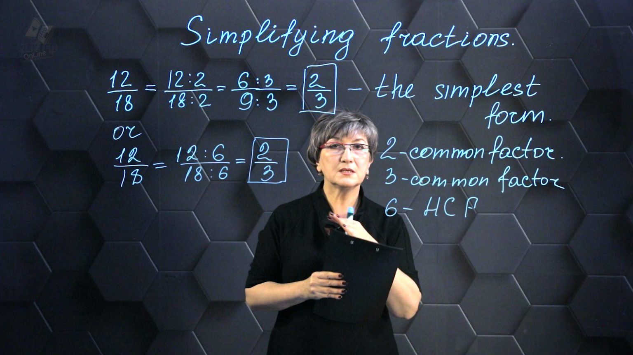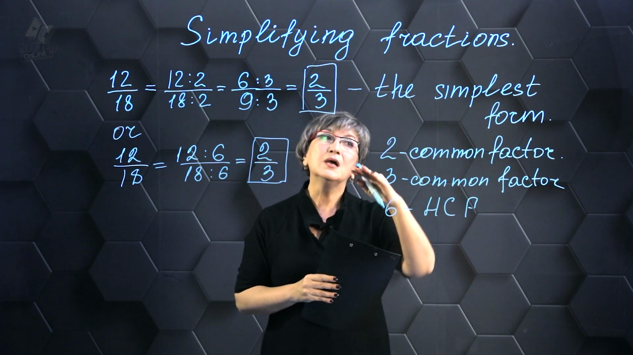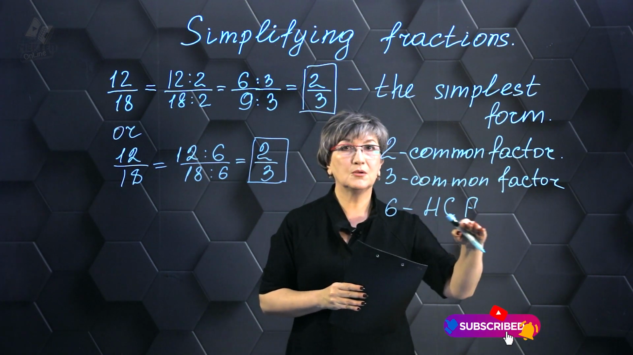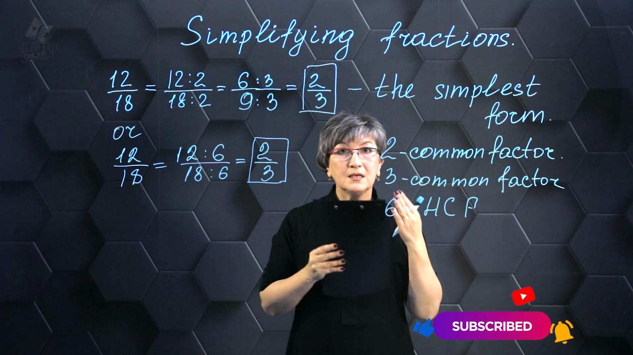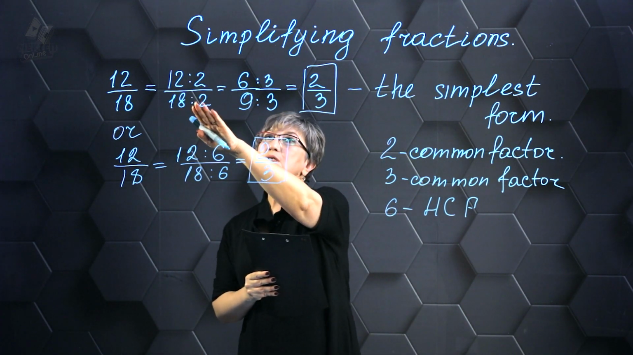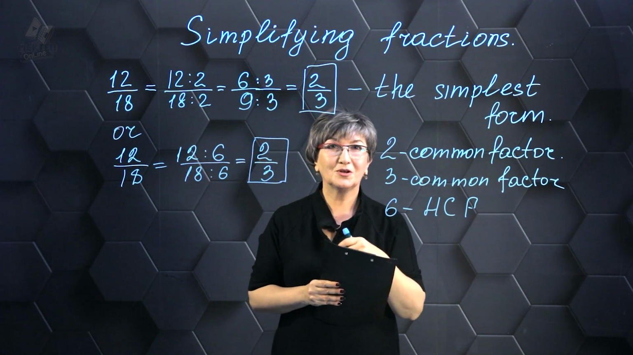So you can choose any path to simplify this fraction. Either divide by common divisors or immediately divide by the greatest common divisor. The only difference is that here you perform one action and then another action. In this case, you perform only one action.